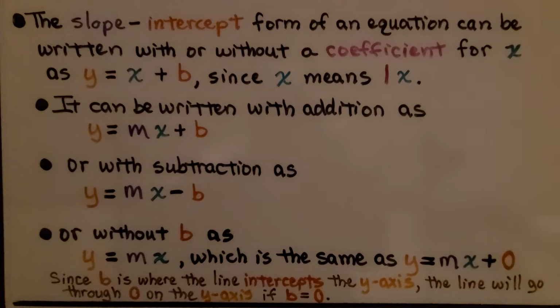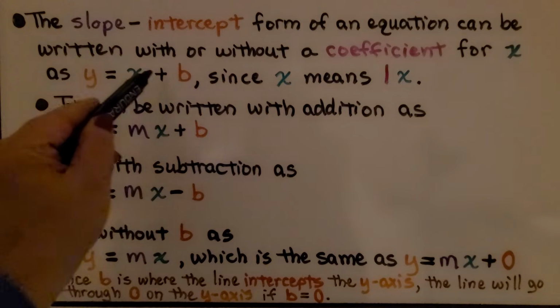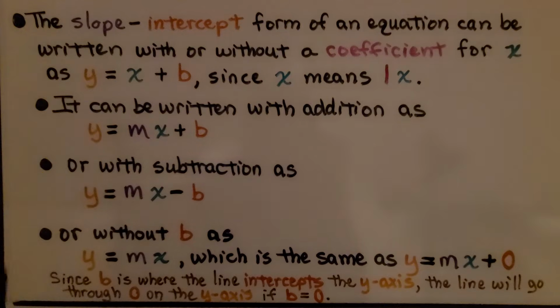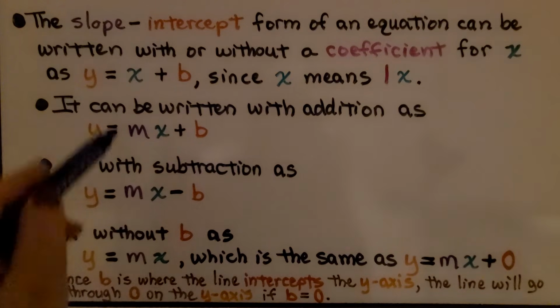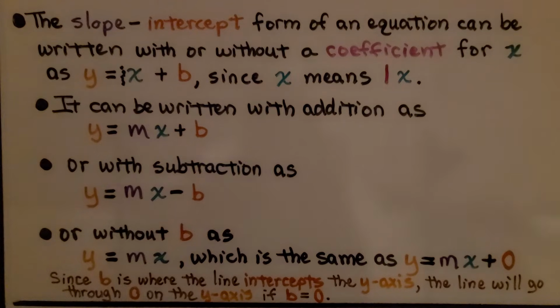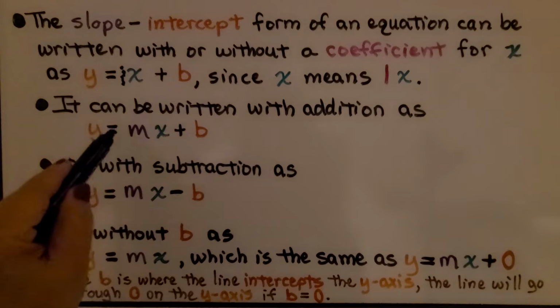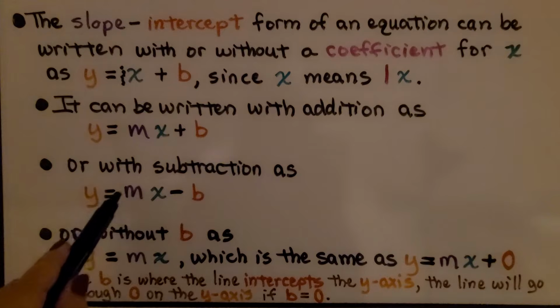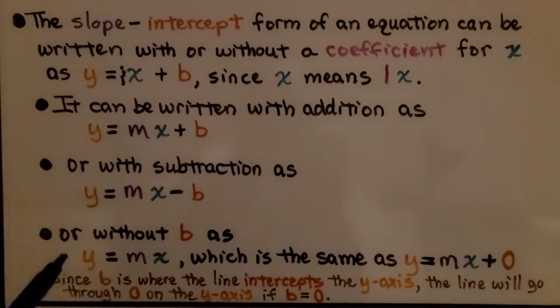The slope-intercept form of an equation can be written with or without a coefficient for x, as y is equal to x plus b. Look, there's no m here. There's no coefficient for x. Since x means 1x, we actually have an invisible 1 here. We just don't write that 1. It can be written with addition, as y is equal to mx plus b, or with subtraction, as y is equal to mx minus b, or without b, as y is equal to mx, which is the same as if it was plus 0.